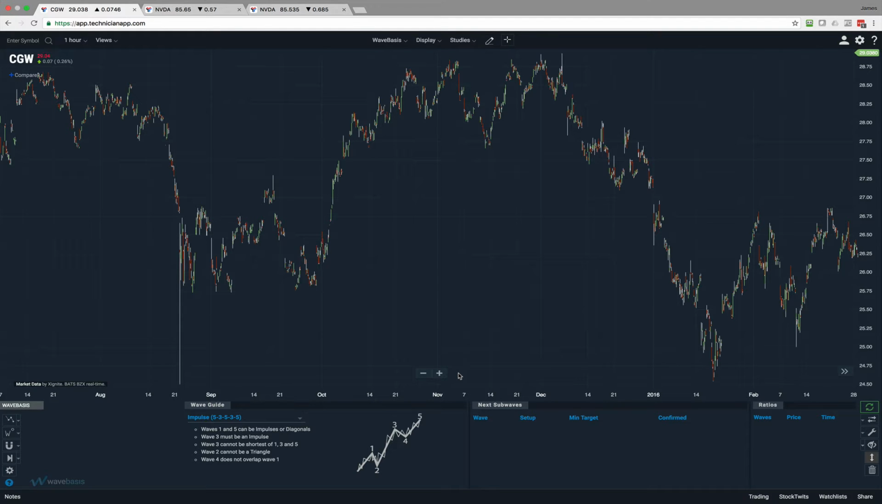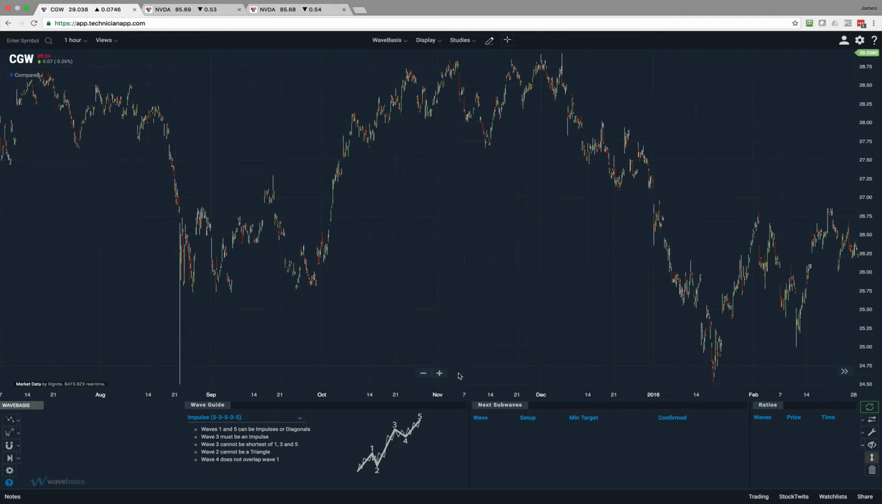So in this first example, we're going to take a look at CGW. Earlier this year, we were interested in diversifying our portfolio into the water sector, and after some screening, we settled on CGW as a likely candidate. So here we're looking at a CGW chart with an end date back in late February, around the time we decided to look for an entry into CGW.